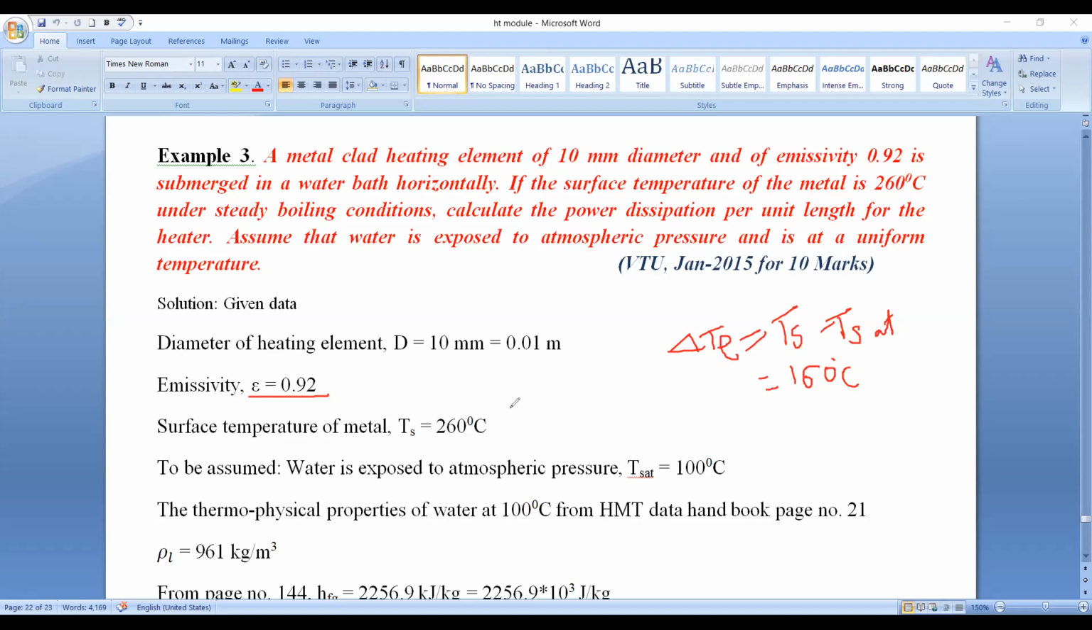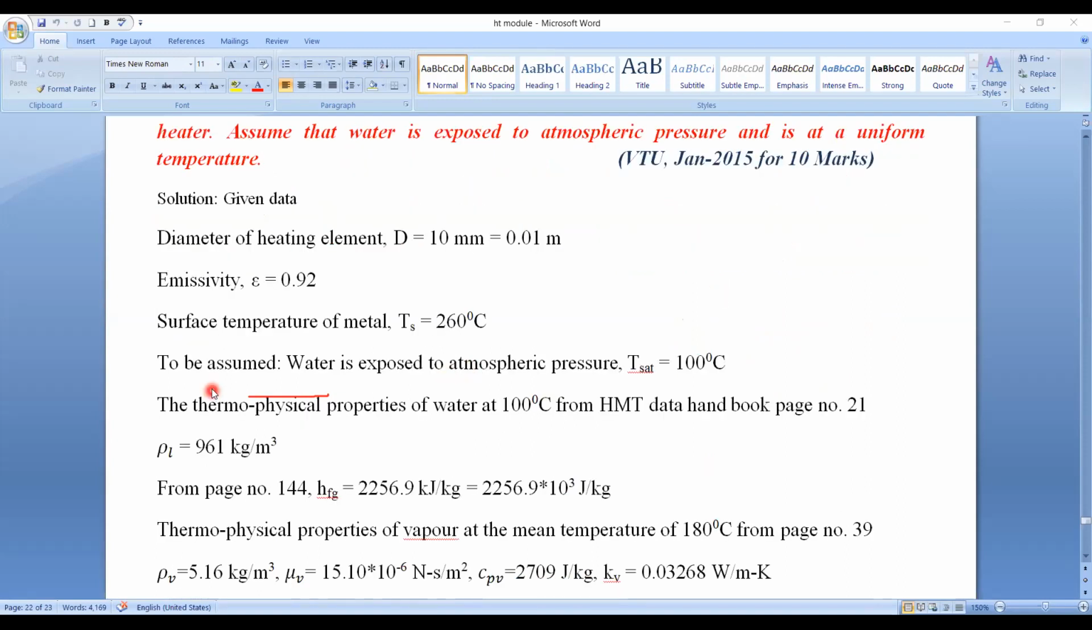Is that clear to all of you? This is a different problem from the previously solved two problems, and it will be more clear if you solve it systematically. I hope up till here it is clear why we have to take radiation into account. Now, it is to be assumed that water is exposed to atmospheric or ambient pressure, that is Tsat equals 100 degrees centigrade. Now, let us refer to the data handbook.